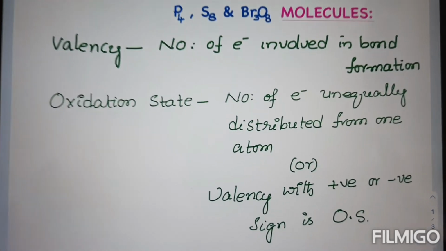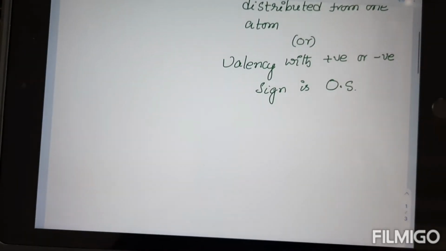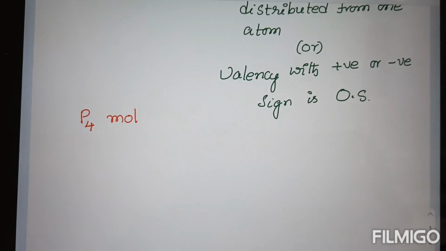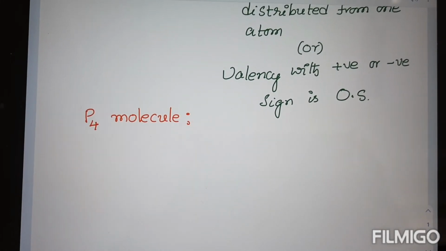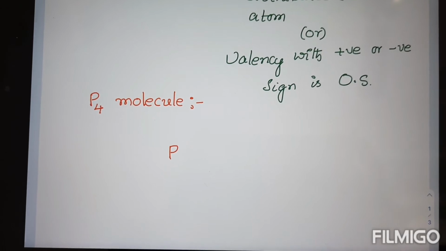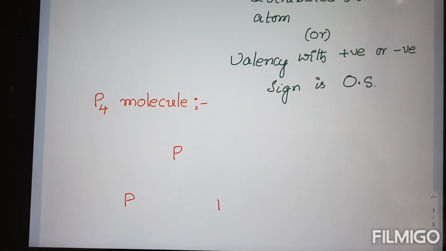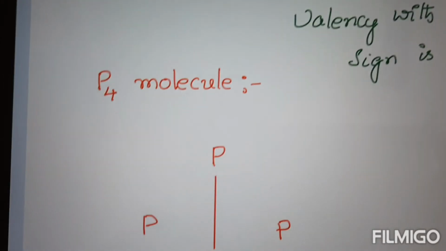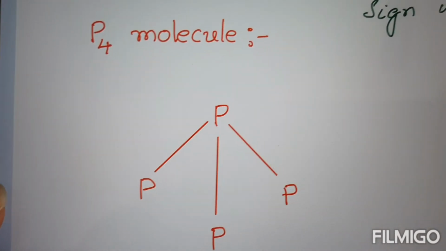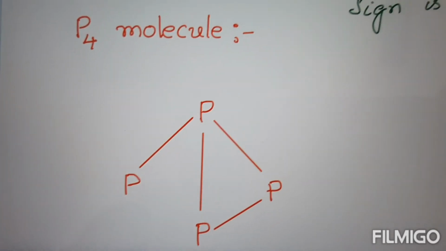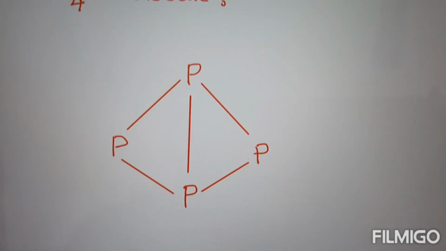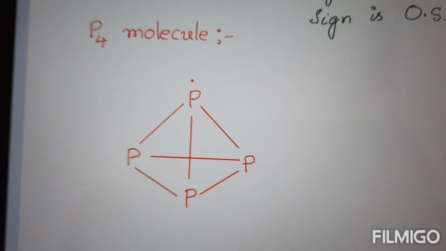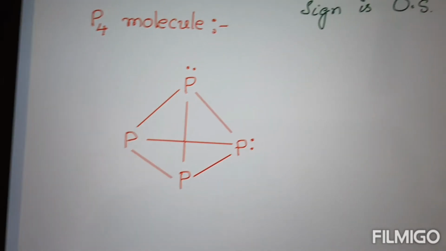Then we will take one example to understand, taking the P4 molecule. In this P4 molecule, every phosphorus makes 3 bonds with the other 3 phosphorus atoms. It makes one bond with each of these phosphorus atoms. This is the scenario. Every phosphorus has 5 valence electrons. Here 3 bonds are formed and the remaining 2 electrons stay on every phosphorus atom.